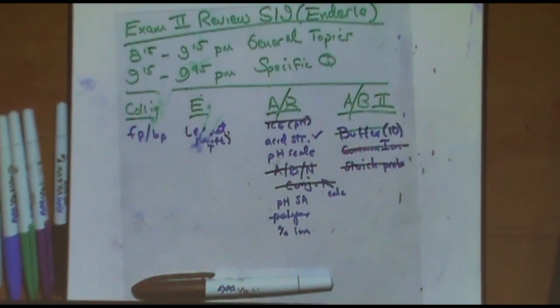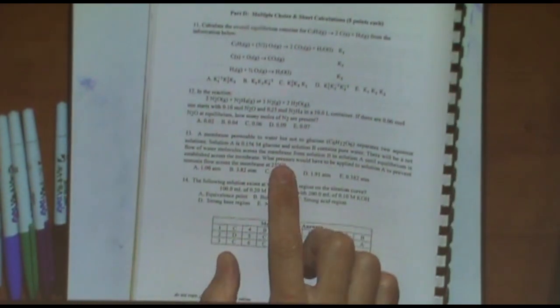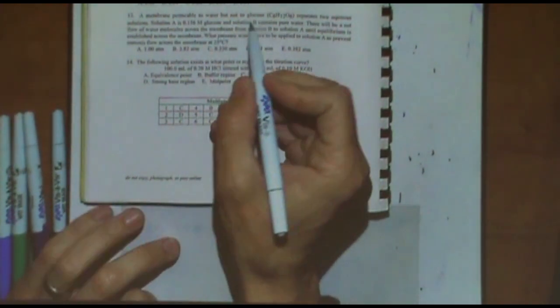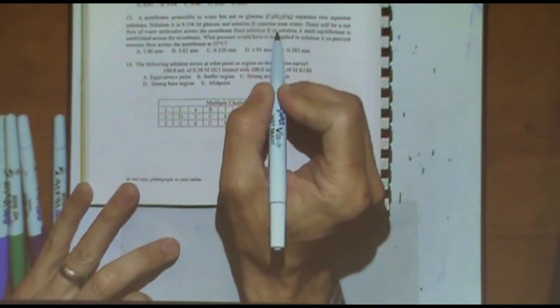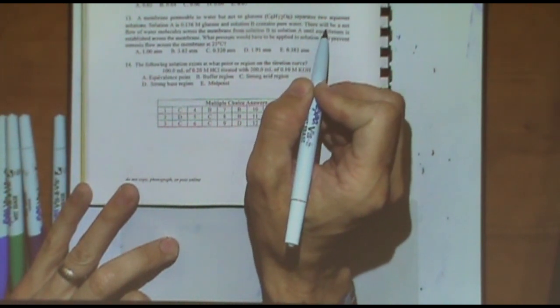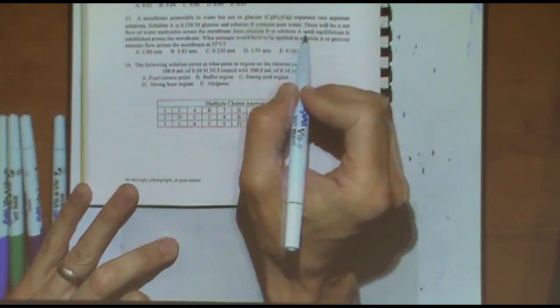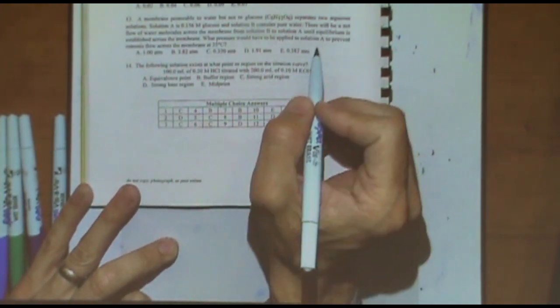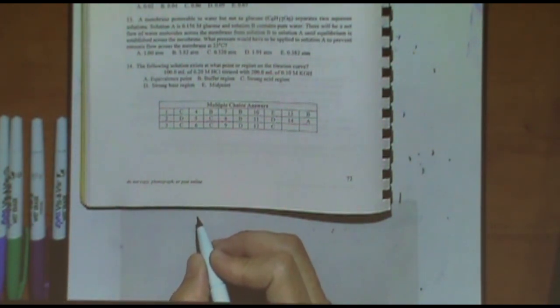It's like a long answer problem, basically. I think you're looking at this one right here. Okay, let's see if I can do this. Like setup, is that what you're looking for? Once you see semi-permeable membrane, the first thing I think is osmotic pressure. We've got a membrane that separates two aqueous solutions, solution A is glucose, solution B is water. There would be a net flow, blah, blah, until equilibrium starts. What pressure would we have to apply?